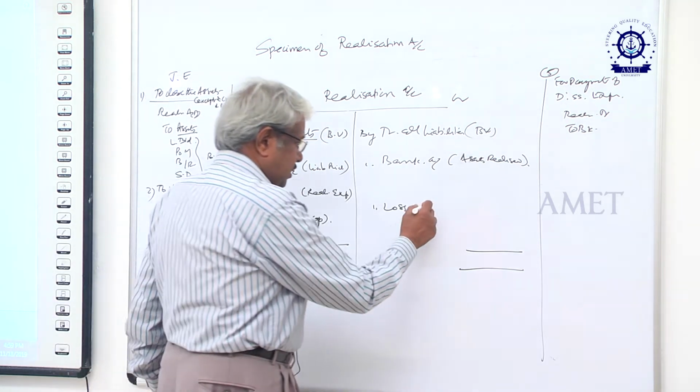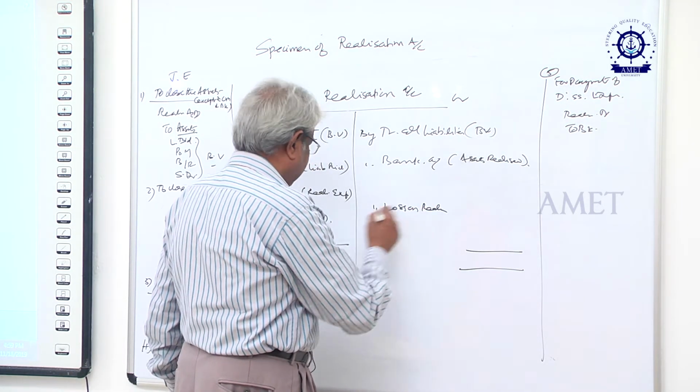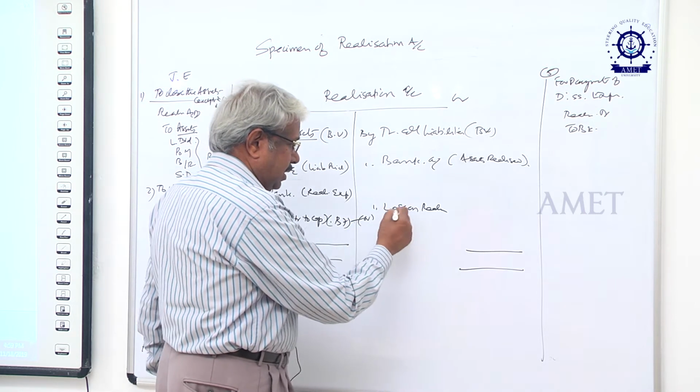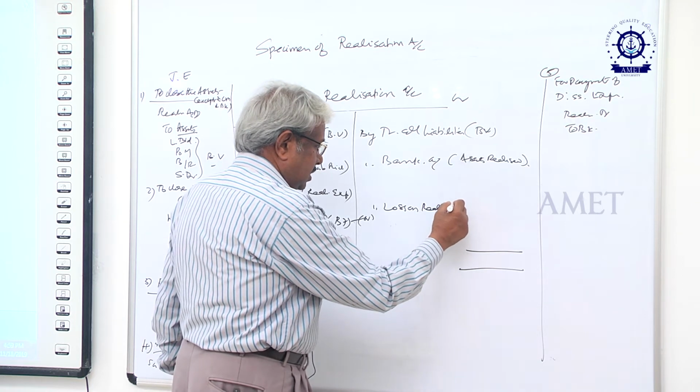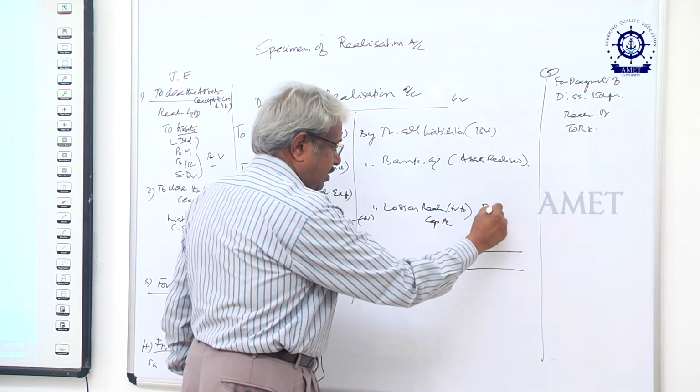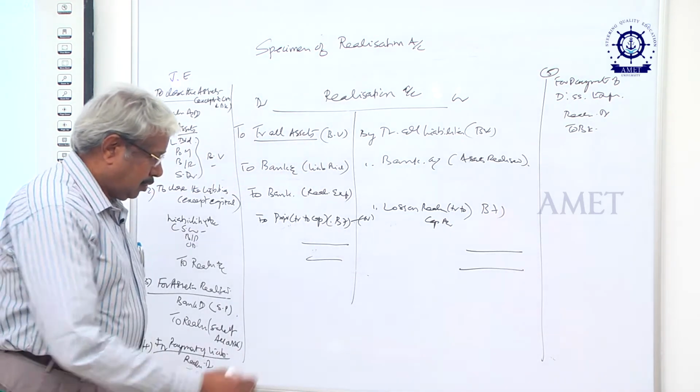So loss on realization is transferred to capital account. This is a balancing figure: profit or loss on realization. Either this or that you will be getting. Loss on realization is a transfer to capital account. Capital account, it's a balancing figure, we call it. Then we go in for the capital account.